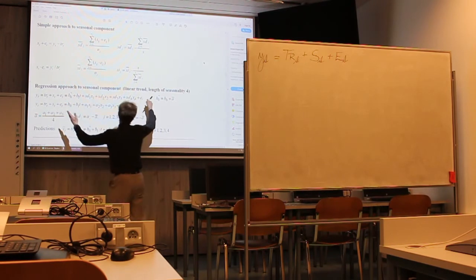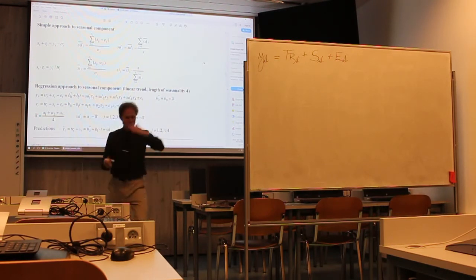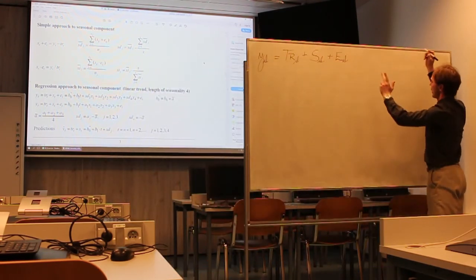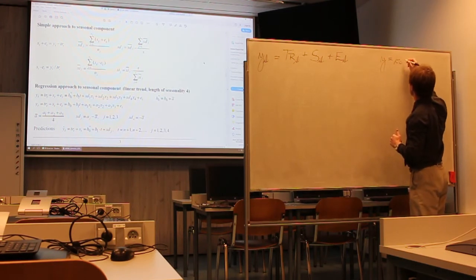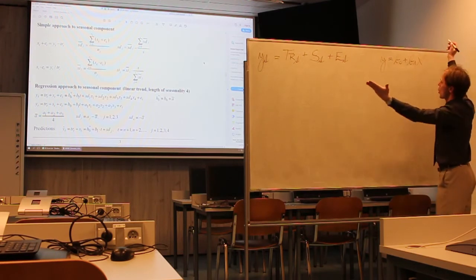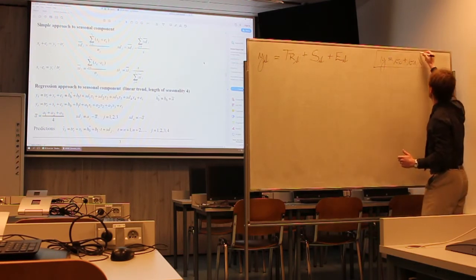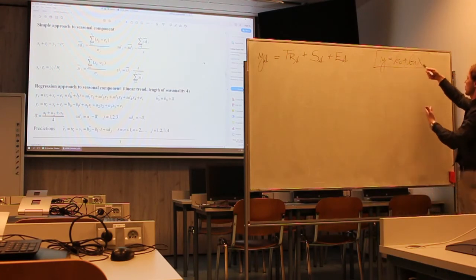We can practice on the whiteboard, but how can we model a linear trend? Do you remember classical linear regression? Y is equal to b0 plus b1 x, and that's all. This was the regression line, the classical linear regression function, a line, intercept and slope.